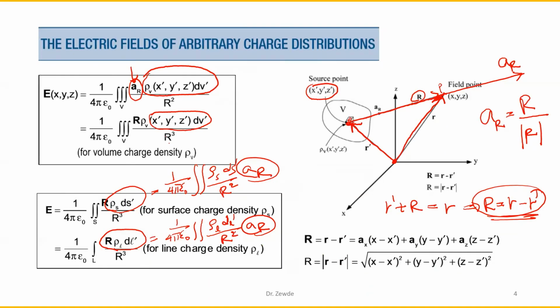So the denominator is always a magnitude. What you see here is a magnitude. And then we can solve for the electric field vector, or we can solve for E. And this is true if we have an arbitrary charge distribution where Gauss's law cannot be applied.